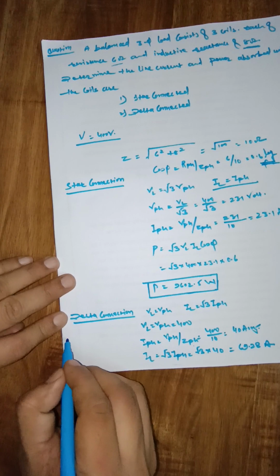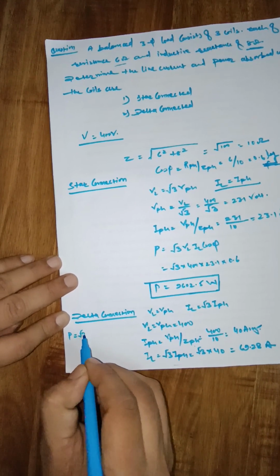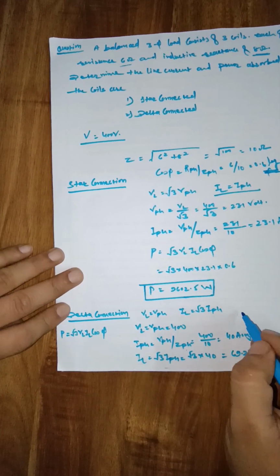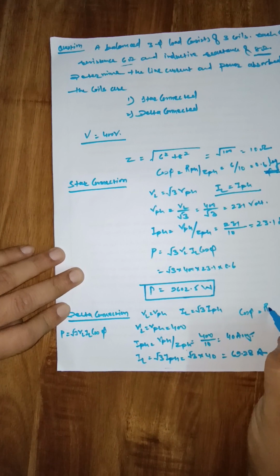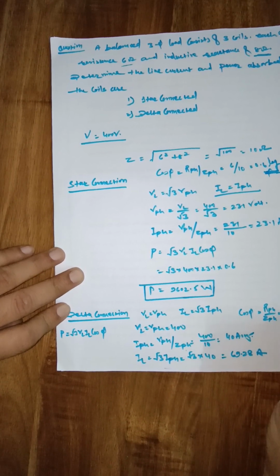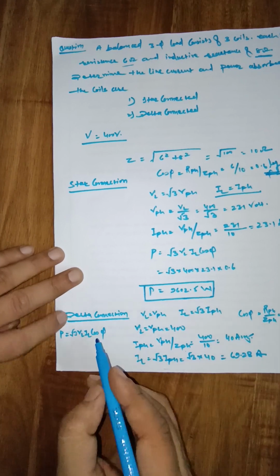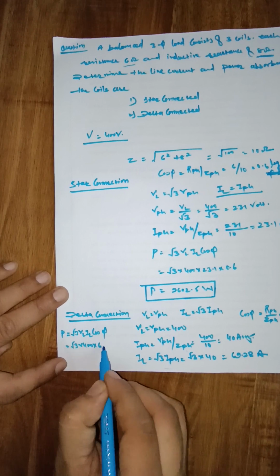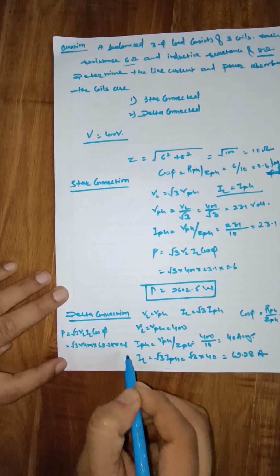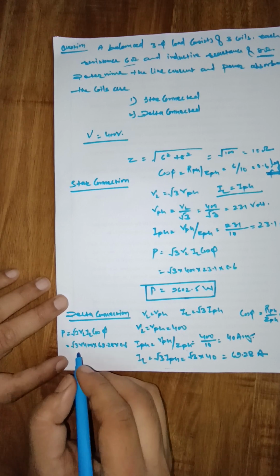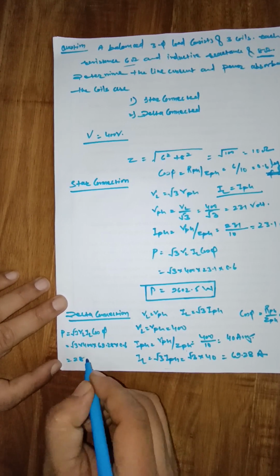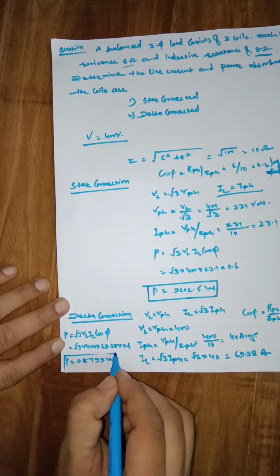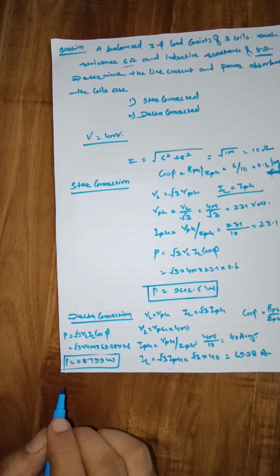Now what will be the power? P will be equal to root 3 VL IL cos phi. Again power factor will be the same because cos phi will be equal to RPH upon ZPH, so it will remain same, 0.6 lagging. Now put the value, root 3 multiplied by 400 multiplied by IL, which is 69.28, multiplied by 0.6. So power will come out to be 28799 watt. This will be your power. Clear?